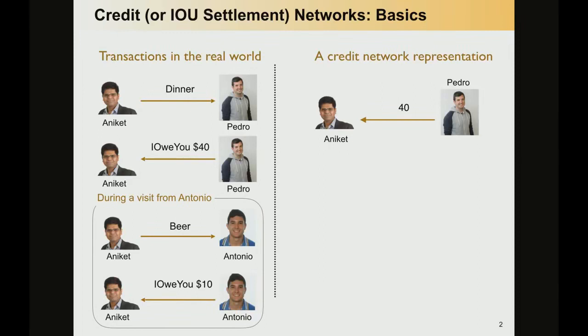Antonio can settle the debt exactly in the same manner. He can directly owe credit to Aniket. But probably they're not going to see each other in a long time, probably never. So Antonio will prefer to settle his debt through the transitive trust that he has through me. In the credit network, that means that Antonio will owe me actually 10 credit, and then I will owe 10 credit more to Aniket. And in that manner, we actually settle the debt between them.